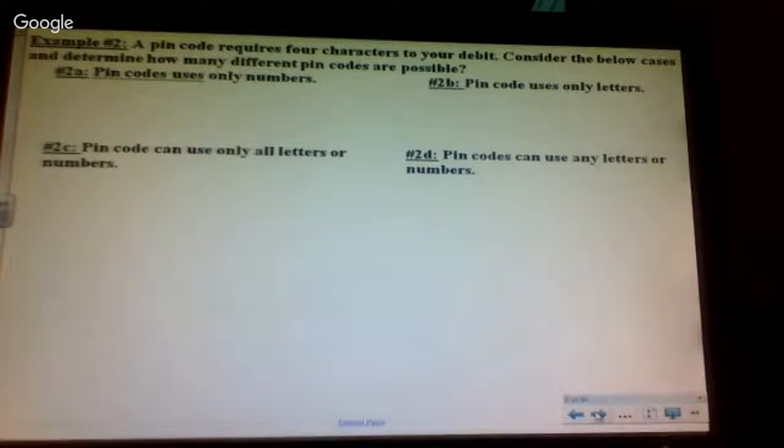A pin code requires 4 characters for your debit card. Consider the below cases and determine how many different pin codes are possible. What numbers can you use for your pin code? 0 through 9. You can use anything from 0 through 9. How many digits is that? 10 digits. 1 through 9 is 9; when you add on 0, you actually have 10 digits. So we're doing a pin code that uses only numbers. Can I reuse the number? Like, can I have something like 2, 2, 3, 4? Yes. Okay, so the first character, how many options do I have for a number?